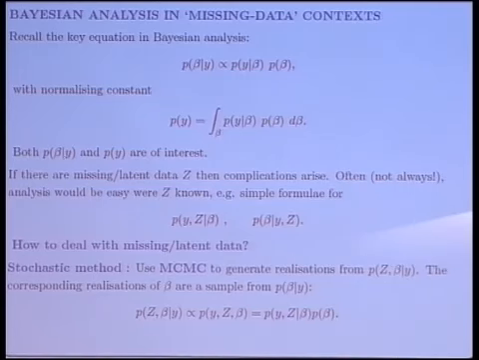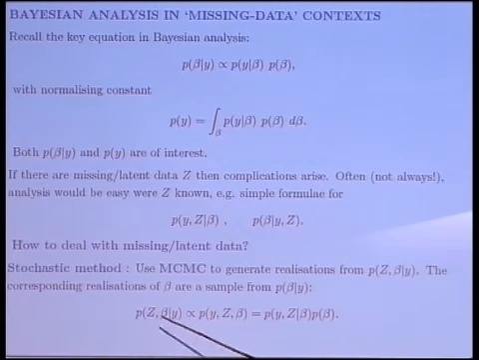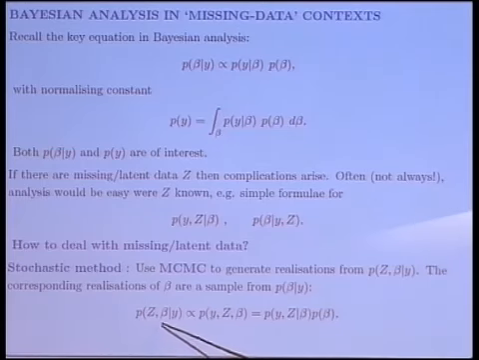So to get around this, I mentioned two approaches. The stochastic method is to generate realizations from this, and usually using some sort of Markov chain Monte Carlo procedure. And then if we've got that, and just pick out the realizations that we've created for beta, that will be, all being well, a sample from the posterior distribution for beta given y.